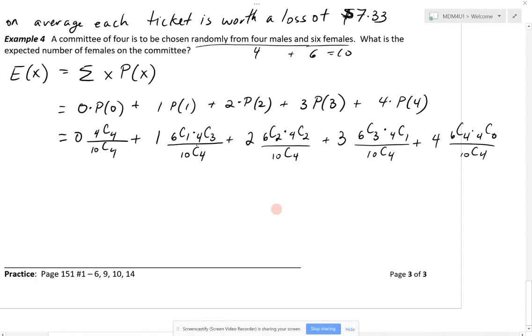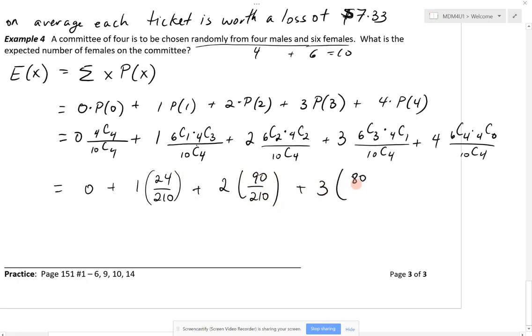Okay, and then I simplified a lot of this. So 0 plus 1 female, and the outcomes here are 24 out of 210, plus 2 females, and the probability is 90 out of 210, and 3 females, and the probability is 80 out of 210, and then we have 4 females, and the probability is 50 out of 210. If we add them all up, we get 504 out of 210, which is equal to 2.4. So the expected value is 2.4 females to be selected for the committee.